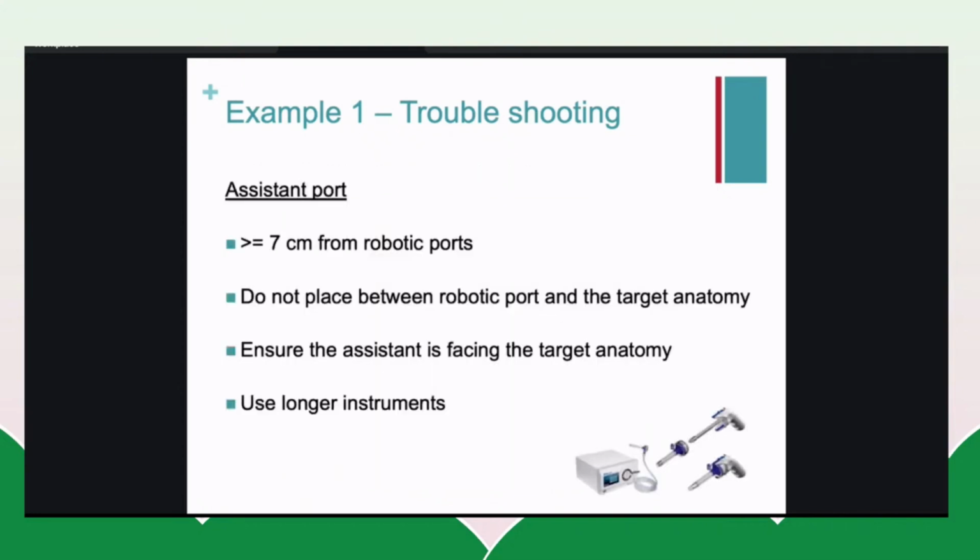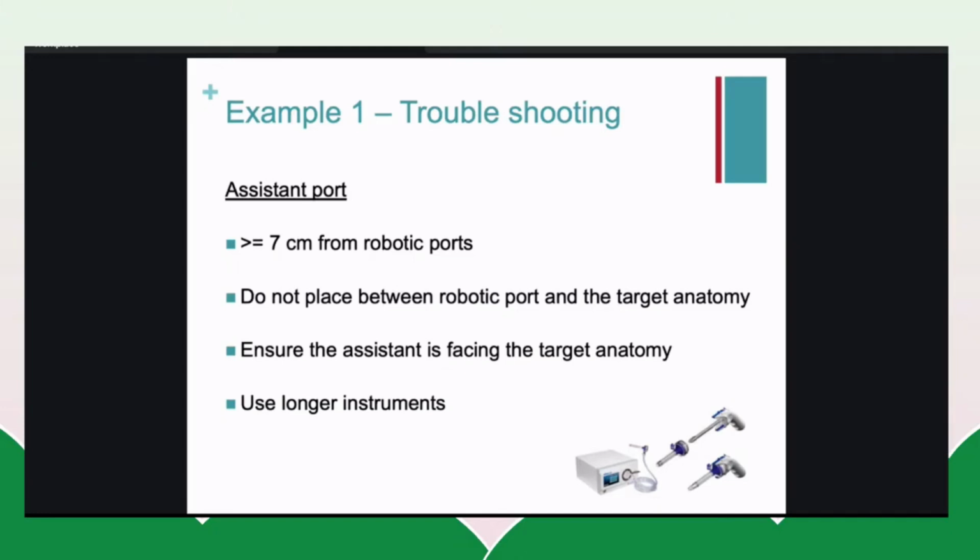The assistant port is ideally placed at least 7 centimeters away from the robotic port. And we try not to place it between the robotic port and the target anatomy. Otherwise, it will obscure the sight, and also the arms may hit our colleagues. And we have to ensure that the assistant is facing the target anatomy. We try to use a longer instrument if possible, for example, a longer sucker, so that there will be more room for our assistant to move.